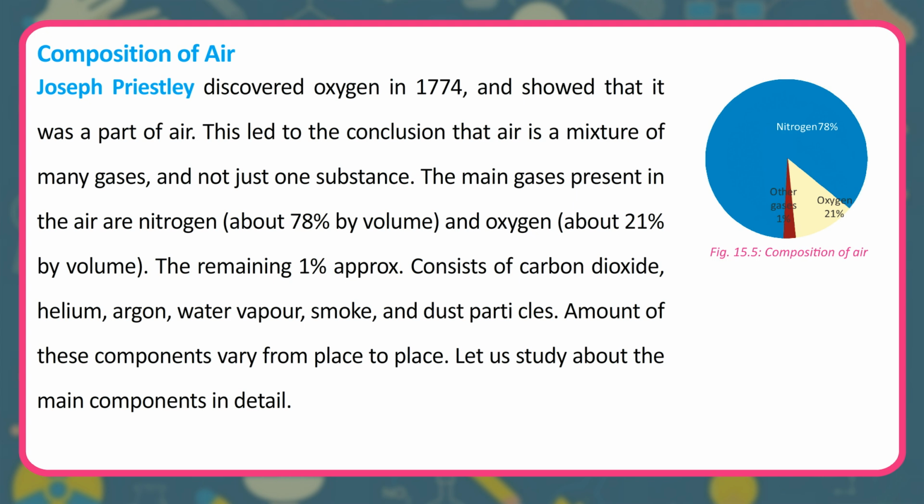The main gases present in the air are nitrogen, about 78% by volume, and oxygen, about 21% by volume. The remaining 1% approximately consists of carbon dioxide, helium, argon, water vapor, smoke, and dust particles. The amount of these components varies from place to place. Let us study the main components in detail.